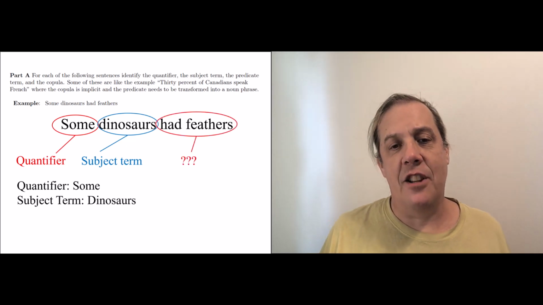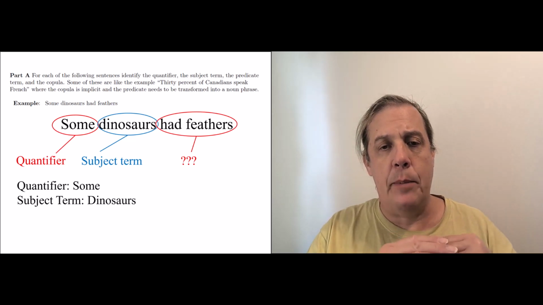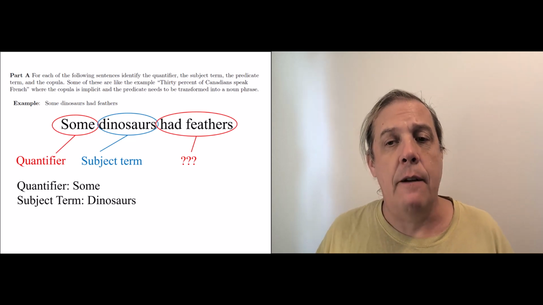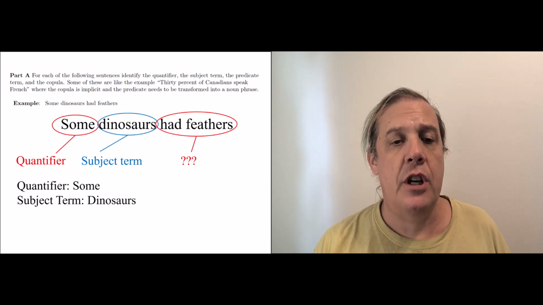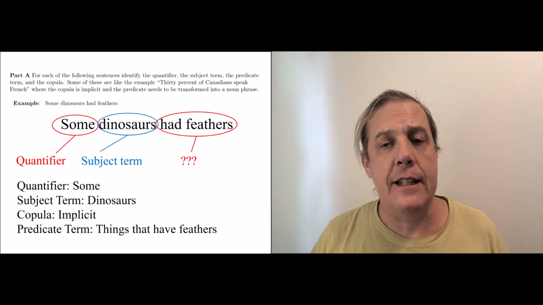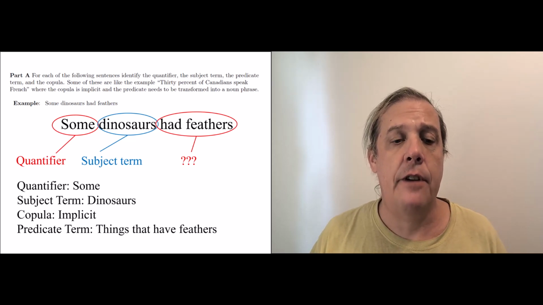Again, though, we get to this thing where rather than having a copula and a noun phrase, we have a verb phrase, had feathers. So we change that to saying that the copula is implicit and the predicate term is things that had feathers.